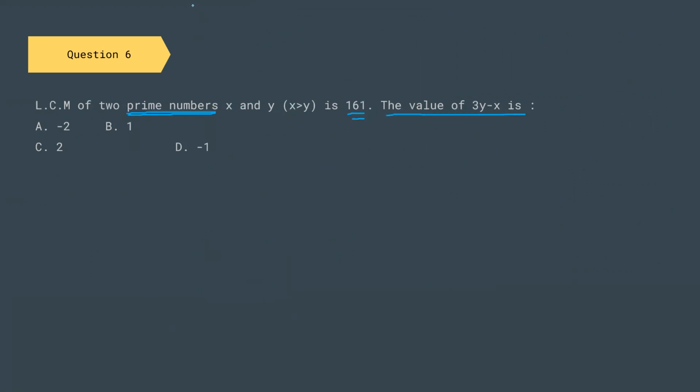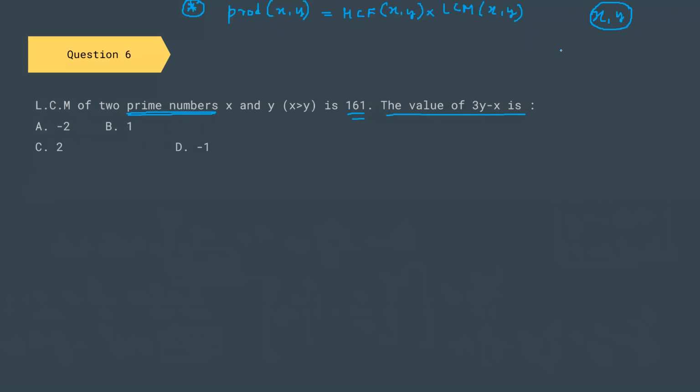Now, from the previous lecture, we have learned an important formula. What was that important formula? The product of two numbers, product of x comma y is equal to HCF of x and y into LCM of x and y. Now from this particular situation, we can think one thing. Both x and y are prime numbers.